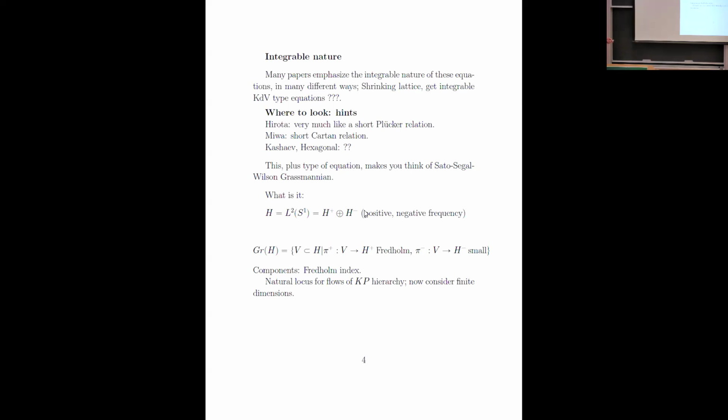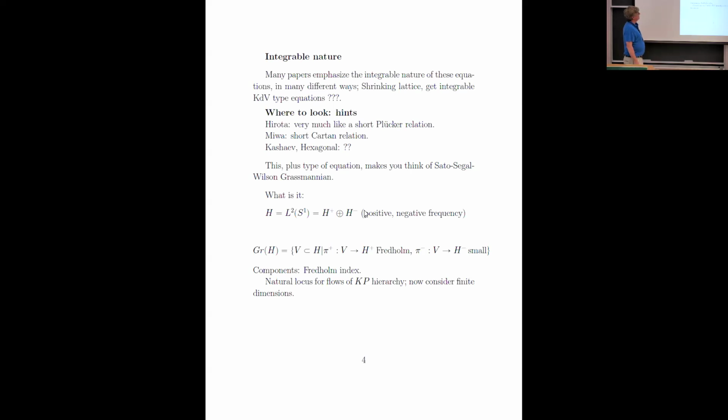But anyway, these facts that they're always finding integrable limits, KP limits, and things like that, make you think of the Sato, Siegel, Wilson Grassmannian, which is quite a remarkable object, and it's wonderful. Well, it starts with Sato, but Siegel and Wilson give just this beautiful exposition of the theory.